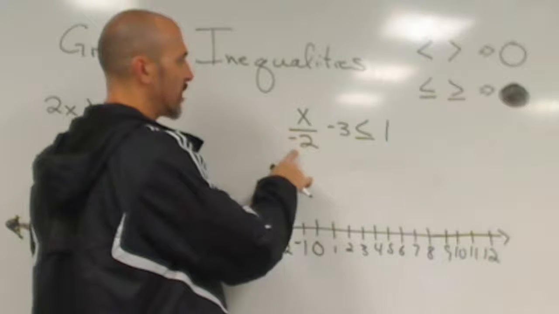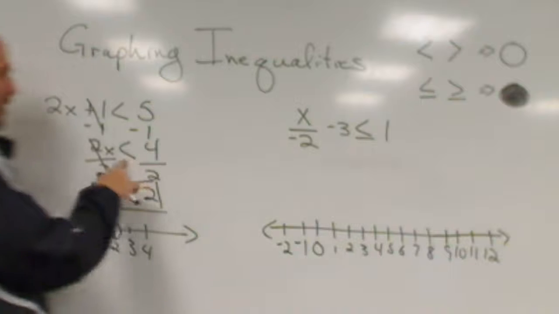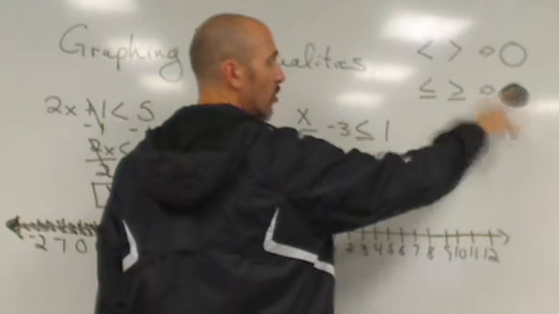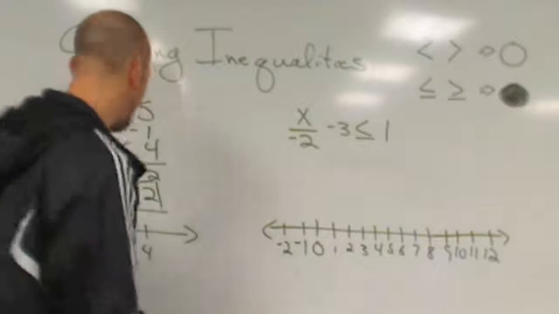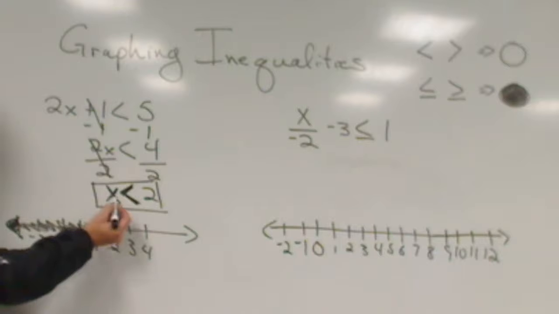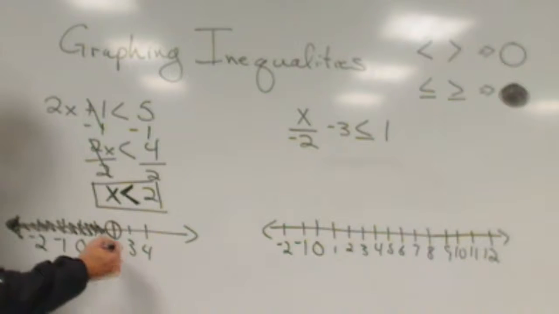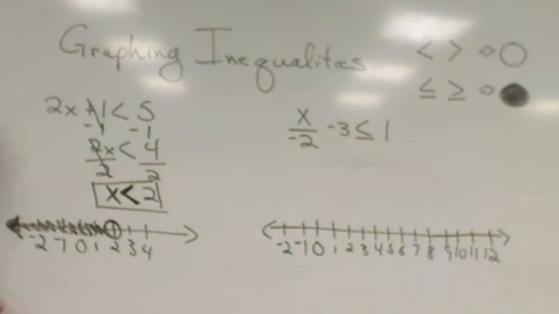This is x divided by negative 2 minus 3 is less than or equal to 1. So before we had a less than sign, now we've got the less than or equal to, so this will now be a closed circle, whereas before it was an open circle because we have the equal to on the bottom. What that's basically saying, if you look at the first one, is x has got to be less than 2. It can't be 2 though, because it's not equal to 2. So that's why we have an open circle at the 2.